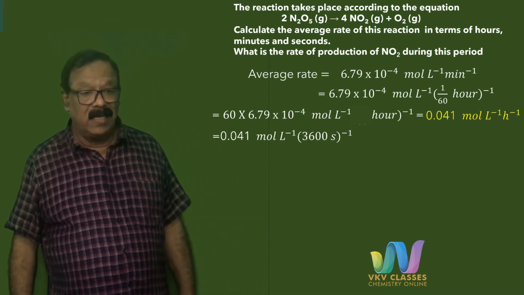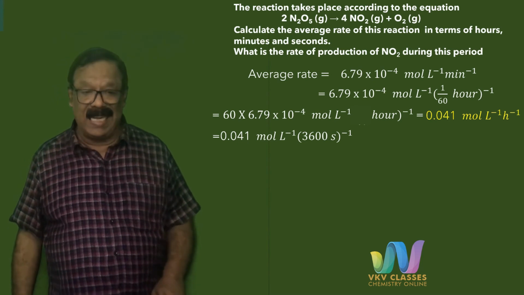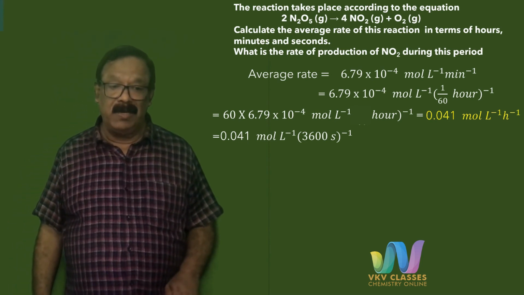1 hour is 3600 seconds. So if you substitute 3600 seconds.